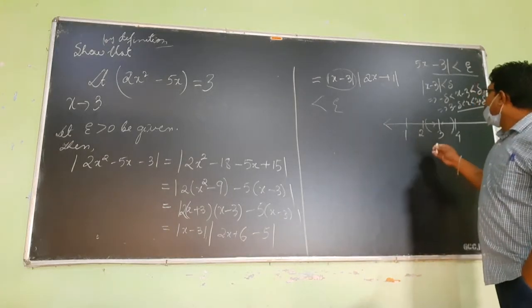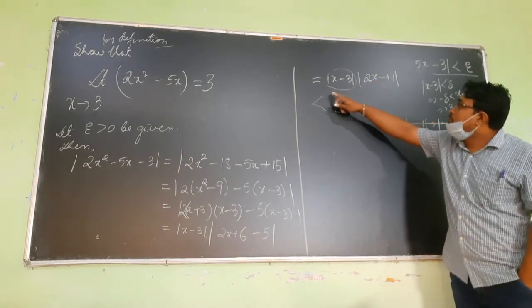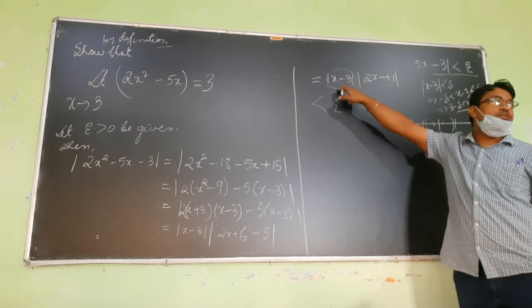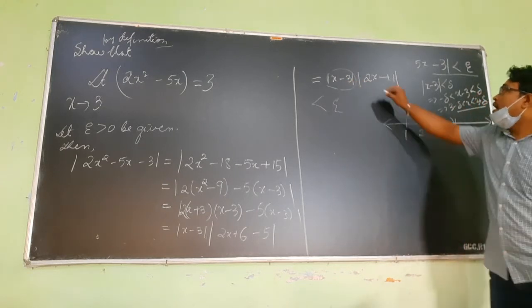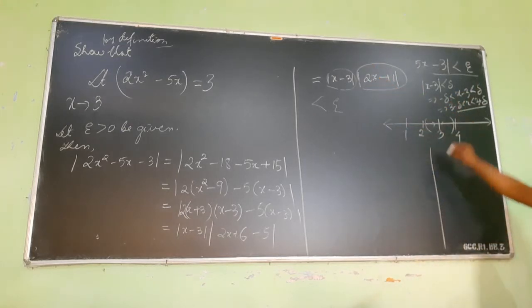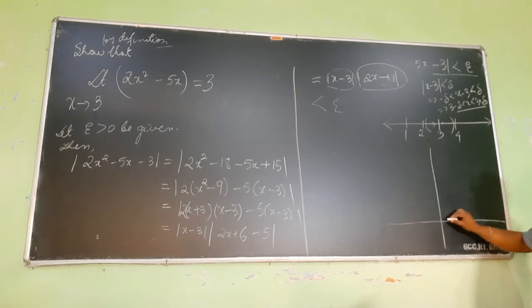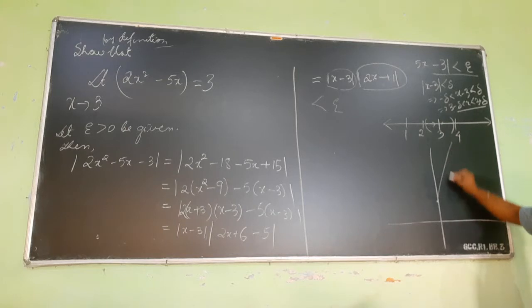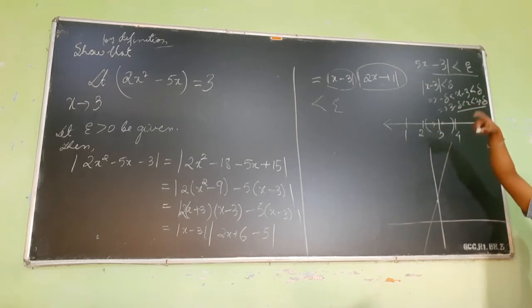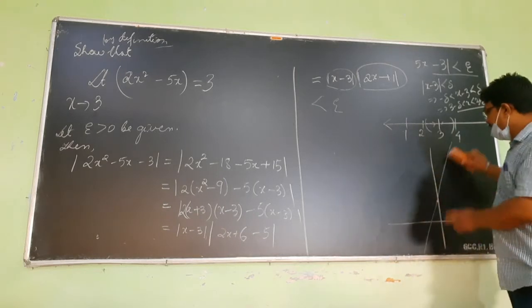Our intention will be to make this difference less than some constant multiplied with mod of x minus 3. Then things become simpler. But this is an unbounded function, twice x plus 1, where x varies over the real numbers. It's a line having slope 2 and passing through the point 0, 1. So it's an unbounded function. I cannot write this is less than some k, because the domain itself is R. So here we have to think a little bit.